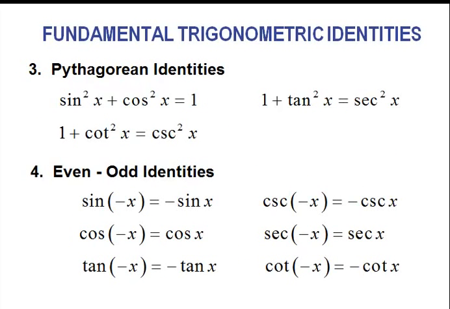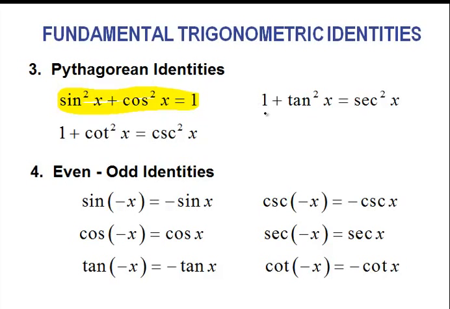I wouldn't worry so much about learning the even and odd identities, although they can be very helpful. The ones that are extremely important to know: this one, of course, is hugely important, used a lot. And then the other two just derive from this one. So if you want to memorize them, that's fine, but they just come from the original one.